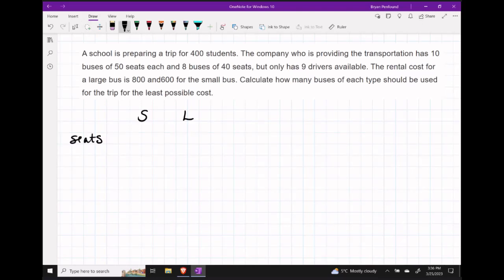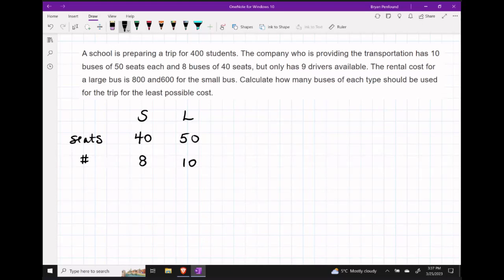Let's perhaps call these buses S for small and L for large. And let's write down the respective numbers here. So 40 seats for a small bus, 50 seats for a large bus. We're also given some information about how many of each the company has, so let's write that down as well. We have 10 large buses and we have 8 of the smaller buses.